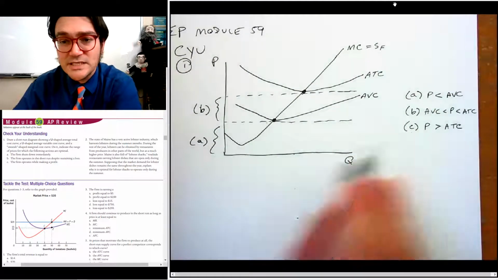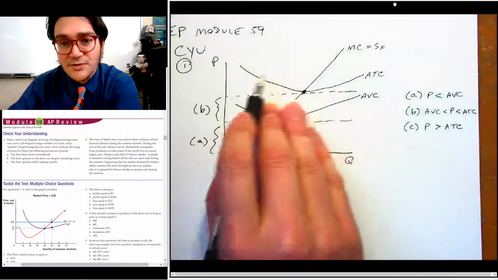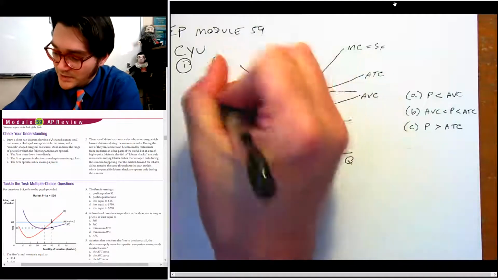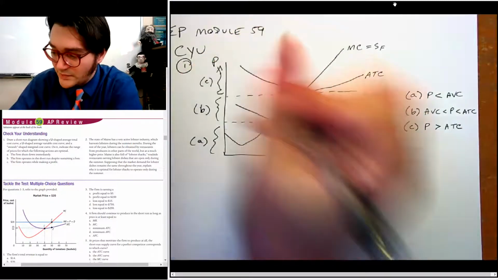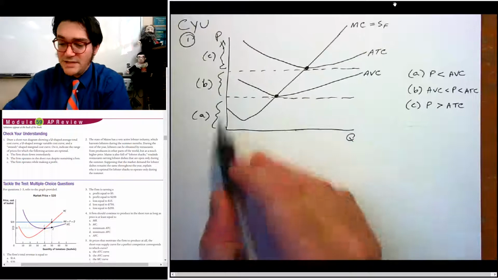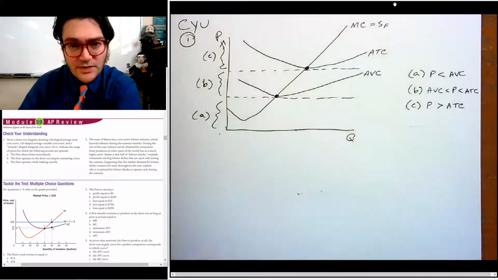And C, if the price is above the ATC, so if the price is anywhere up here, all the way up, then they're earning a profit. So it goes A, B, C, which is actually the reverse of the order they give you.